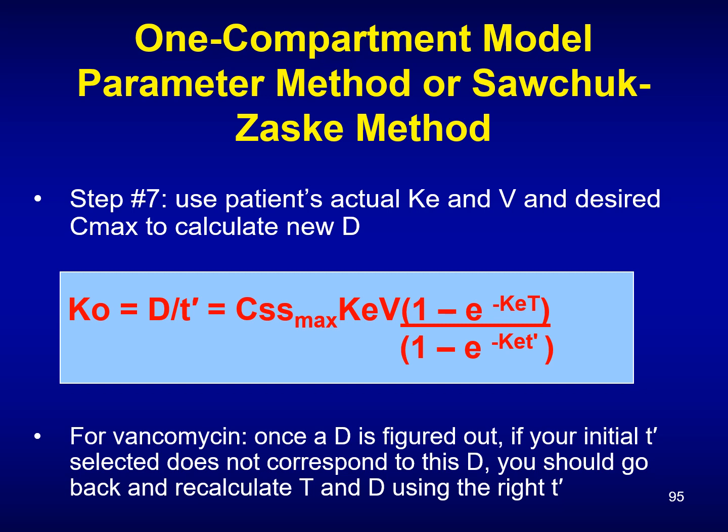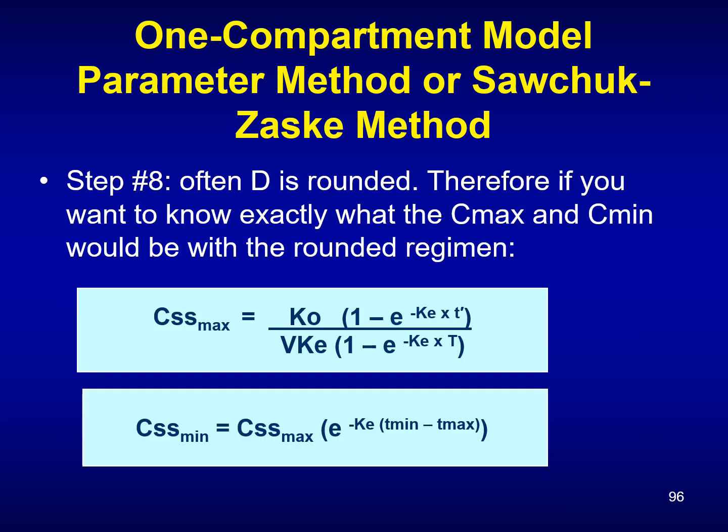Step 7, use the patient's actual KE and V and desired Cmax to calculate a new dose. So in this case, Cmax is desired, KE is actual that we've derived earlier, and V is actual. Step 8, using the new regimen, which often involves rounding a dose and/or dosing interval, we'd like to know what actual Cmax and Cminimum it will provide.